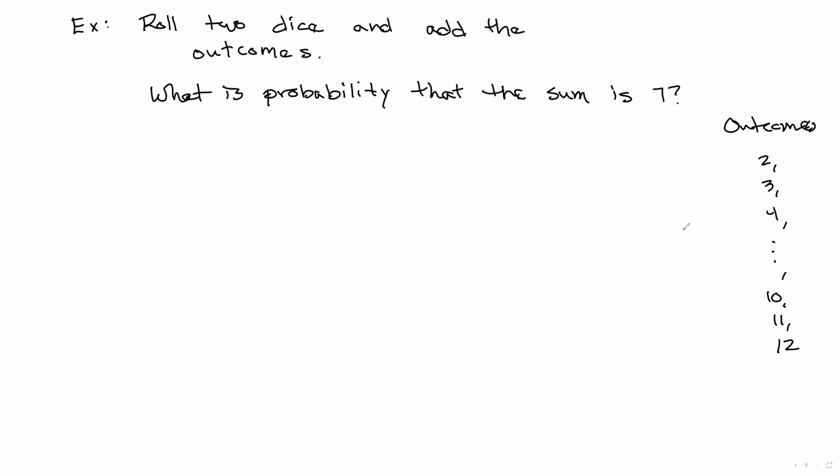However, this is a great example of a situation where the outcomes are not equally likely. There's only one way to get 2, which is a single pip on each die. There are actually 2 ways that you can get 3. You can get 1 on the first die and 2 on the second, or you could get 2 on the first die and 1 on the second. And so these events are not equally likely.